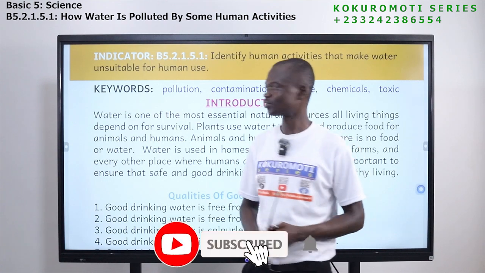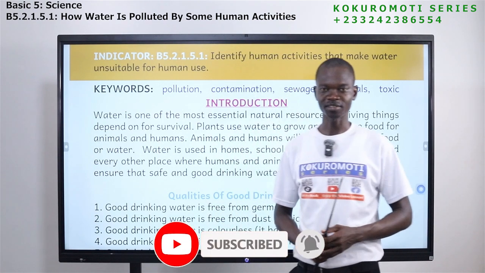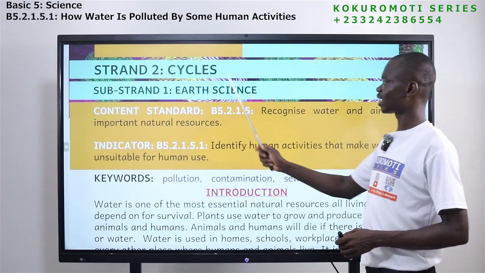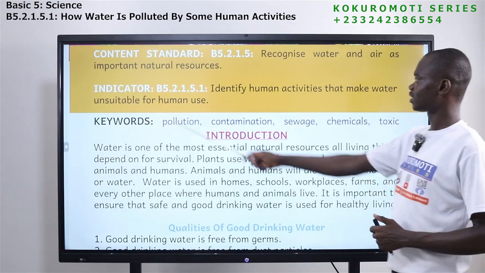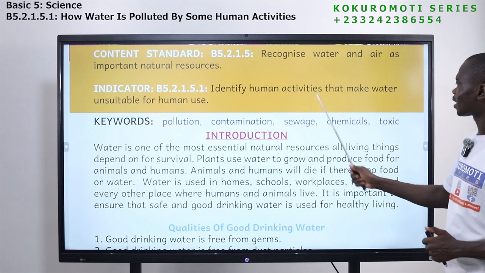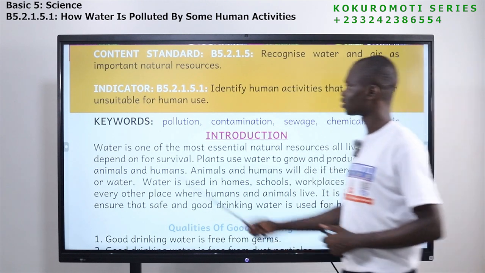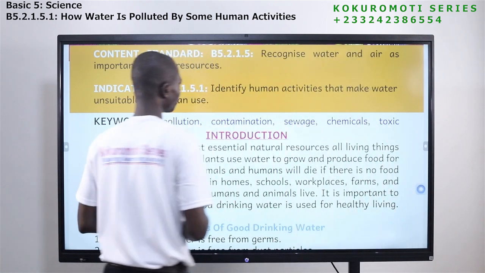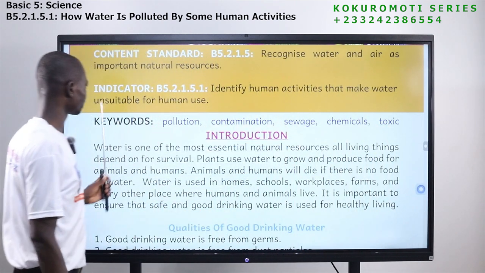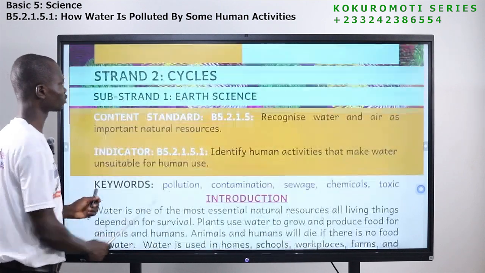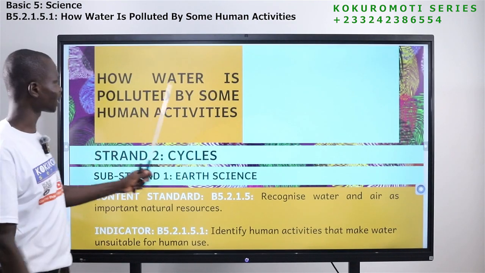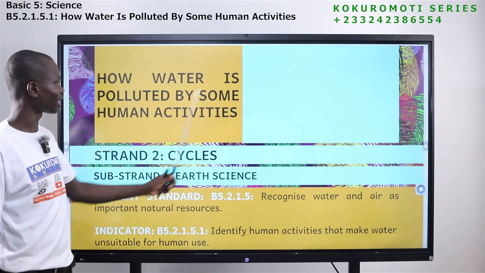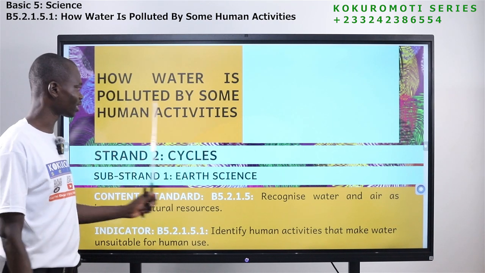Okay, so today what do we have? We have science for basic 5. Today we are looking at strand 2, cycles. The indicator: identify human activities that make water unsuitable for human use. So our topic for today is how water is polluted by some human activities.